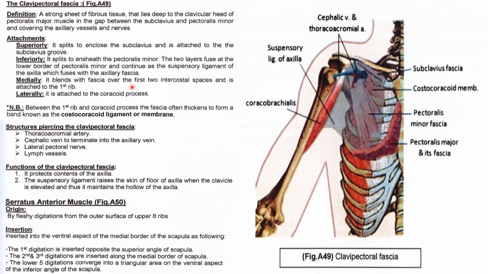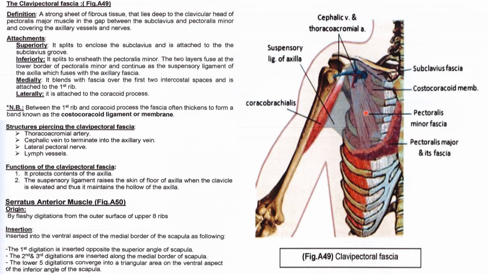Okay, so the attachments: superiorly, inferiorly, medially, and laterally. So let's see the superior attachment. It splits to enclose the subclavius and is attached to the subclavius fascia. So here we have the superior attachment. Then the inferior attachment is the pectoralis minor.